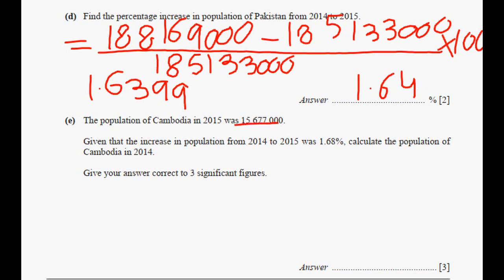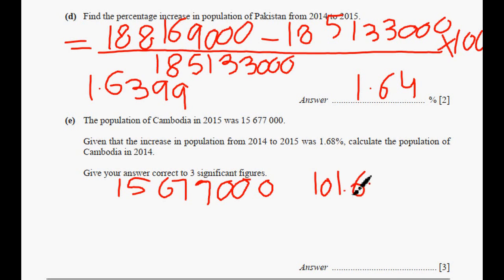Part E, the population of Cambodia in 2015 was this. Given that the increase in population from 2014 to 2015 was 1.68%. So this population is 1.68% higher than the original population that we're supposed to find. So like we do in the class, 15677,000, this is 1.68% higher than the original population.